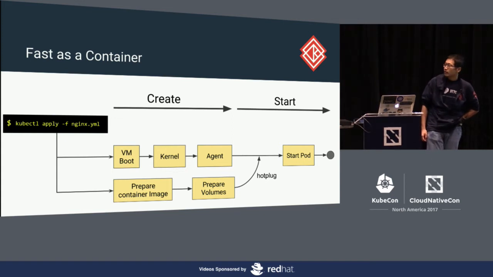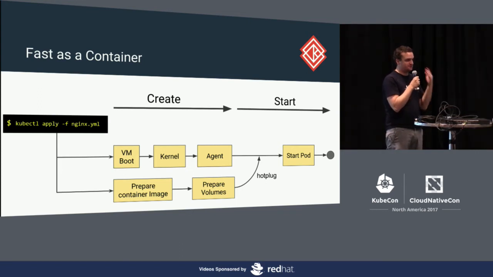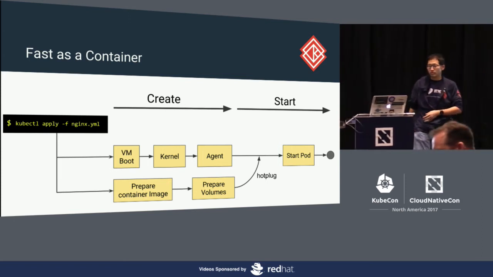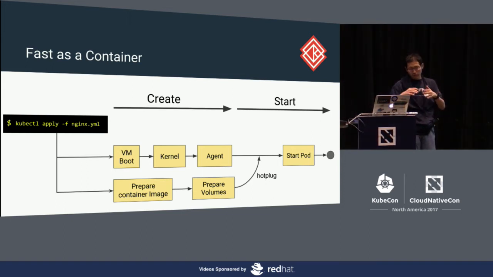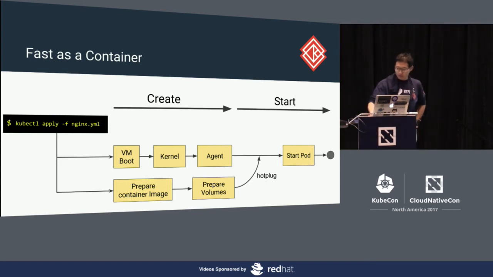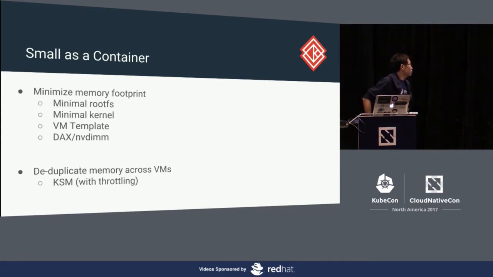Actually, we start a really tiny virtual machine, and as we know more about the pod that needs to be created, stuff is all plugged into the virtual machine. Not only the root FS and the volumes, but also network and even memory and CPU hot plug. So you could prepare the VM before you pass all the specifications, because you could hot plug insert the CPUs later. And this is how we make it faster. And to make it small, we use the minimal root FS and the kernel.